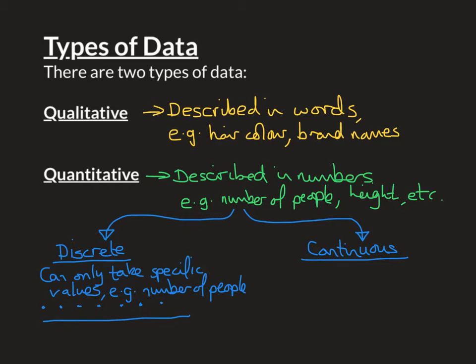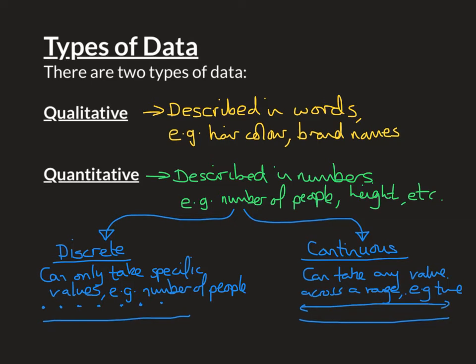Continuous can take any value across a range. For example, time. When you're measuring time along a timeline, you've got a stopwatch. Basically, you could stop it at any point along that whole range. It's not as if it goes straight from 1 second to 2 seconds to 3 seconds. Now you've got 1.2 seconds, 1.29 seconds, and so on and so forth. So these are the two main types of data, discrete and continuous, when we're talking about numbers.